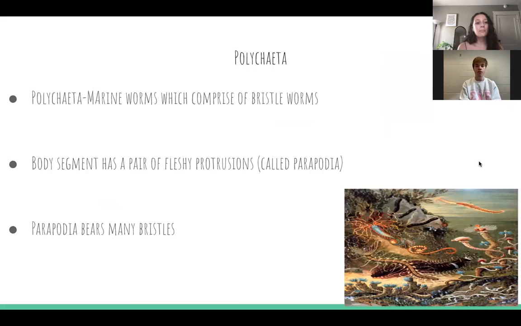Okay, and then the polychaetes are marine worms, which comprise the bristleworms. Their body segments have a pair of fleshy protrusions called parapodia, and parapodia bear many bristles.